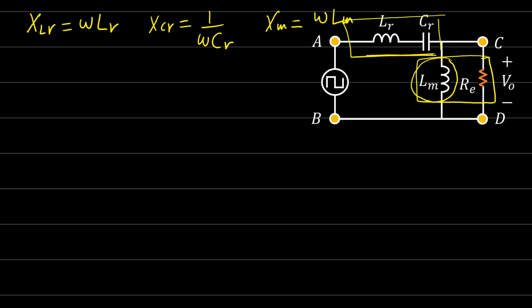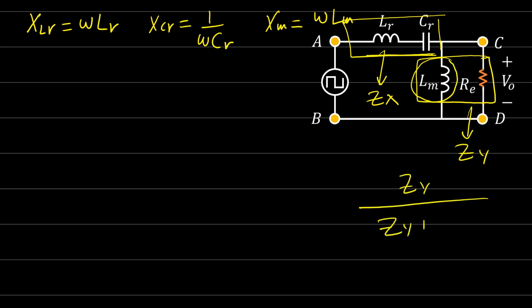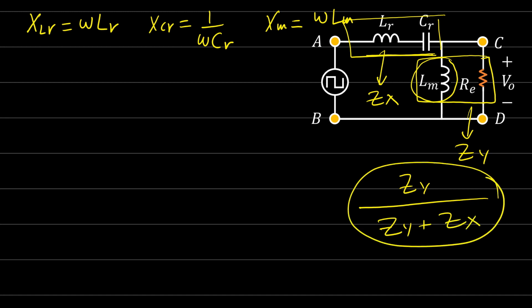Again, here I will obtain the equivalent impedance here and the equivalent impedance here. Let's say this is ZY and this is ZX. So Vout over Vin is equal to ZY over ZY plus ZX, right? So that's what we will do now. Here we have VCD over VAB.